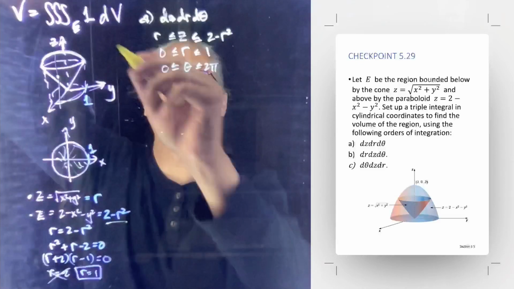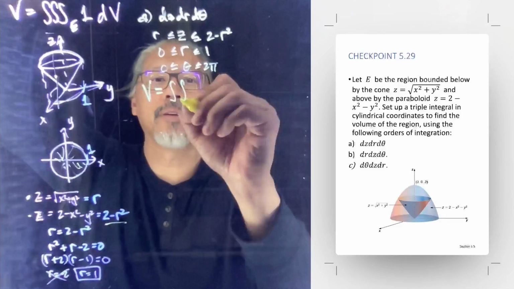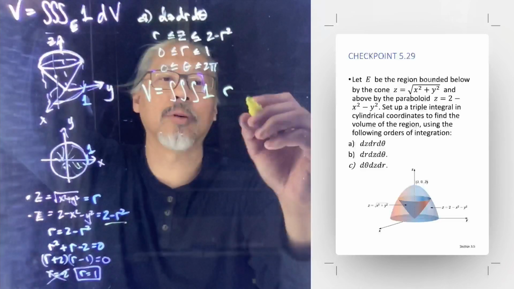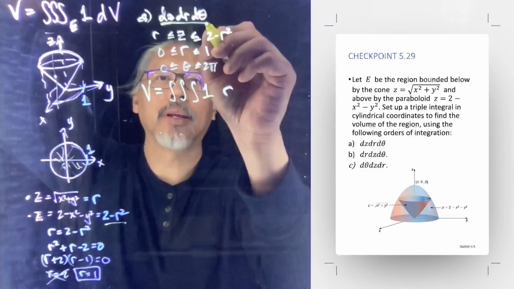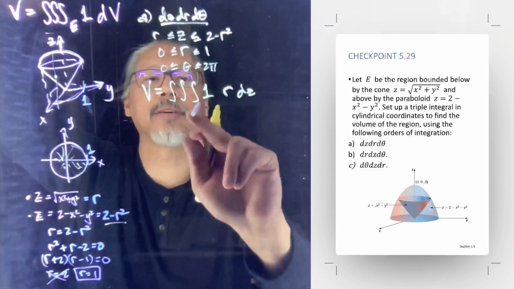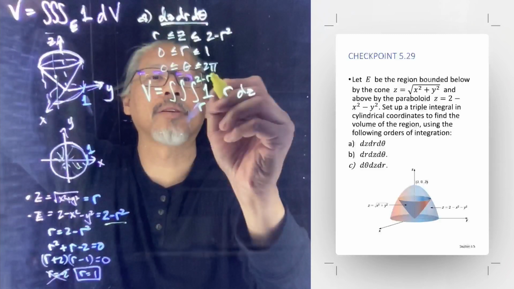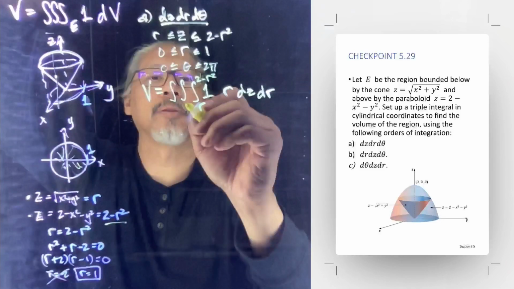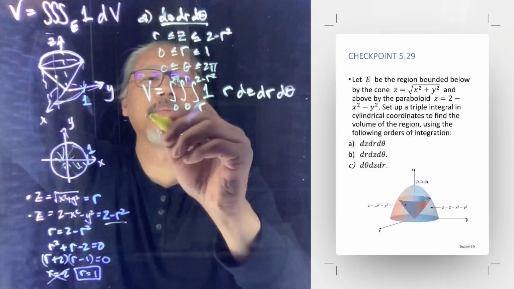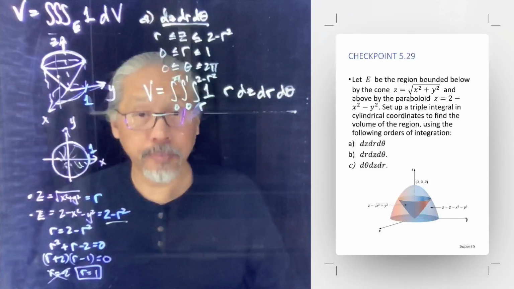Now we're going to write this integral to find the volume. V is equal to the triple integral. We'll set the limits in here. We have a 1, and then remember that the dV will have an extra r in it. And we're going to write it in this order. So dz going from r to 2 minus r squared, dr goes from 0 to 1, and d theta goes from 0 to 2 pi. Okay, that is our first integral.